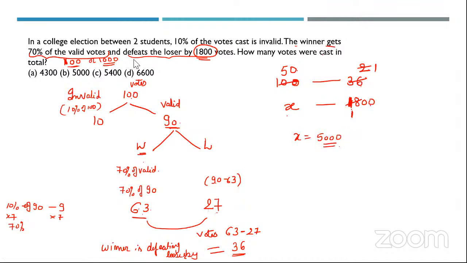How many votes were cast in total? It's 5000 votes. Yes, answer is 5000.